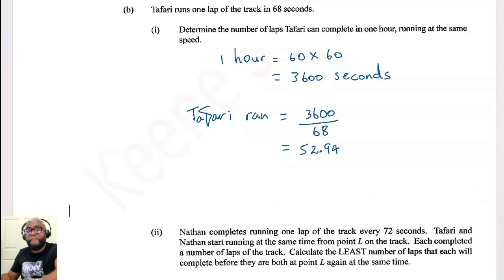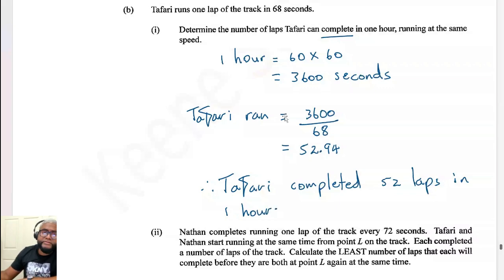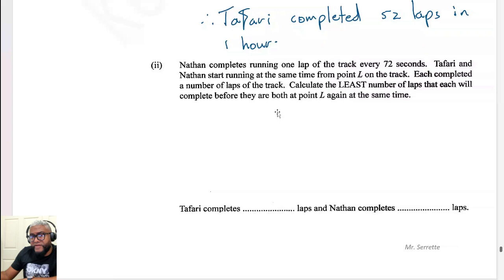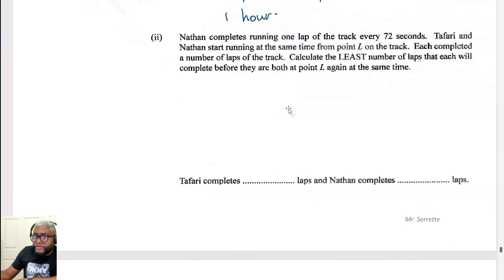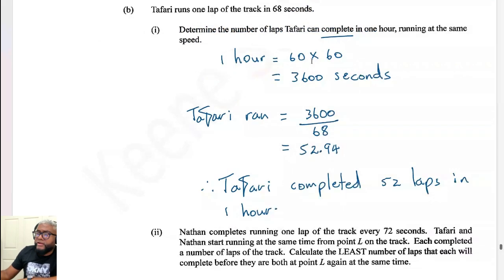So therefore, how many laps did he complete? 52.94, therefore Tafari completed 52 laps in 1 hour. Right? 52 laps in 1 hour is what Tafari completed. But now this one here. I didn't get to finish it. Yeah, go ahead.